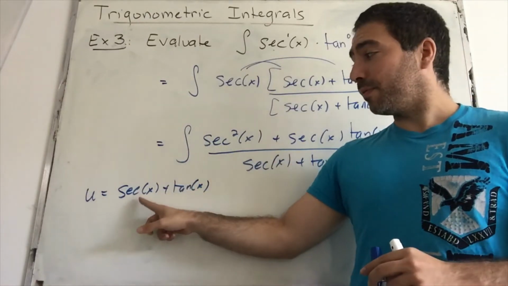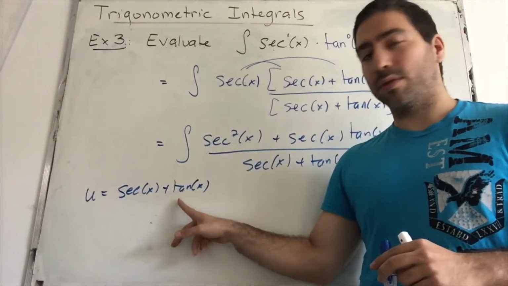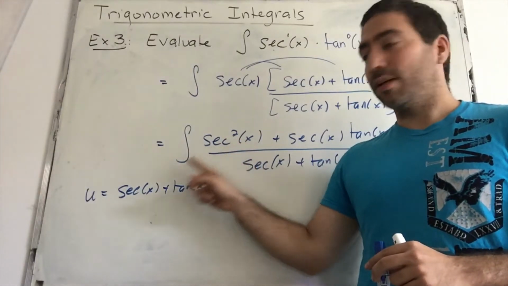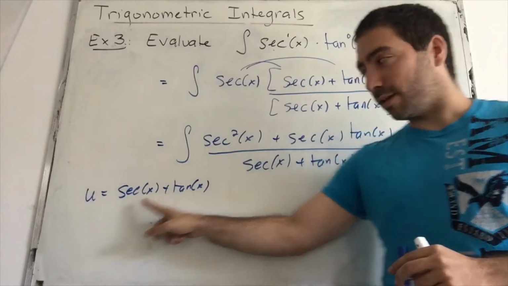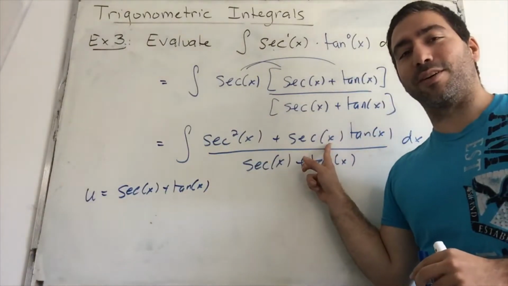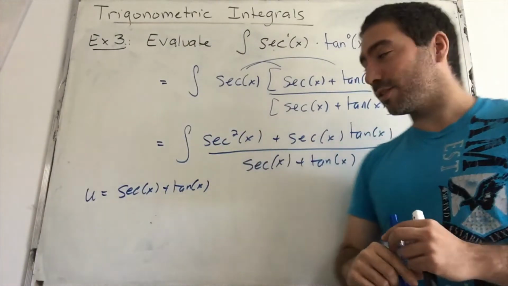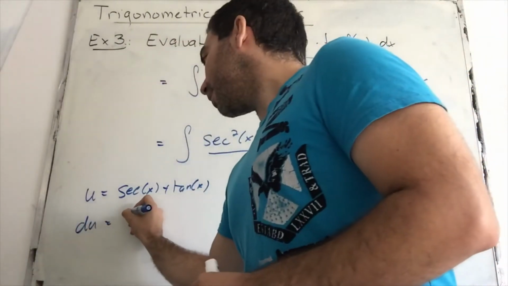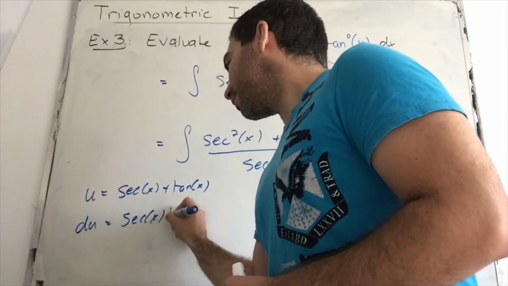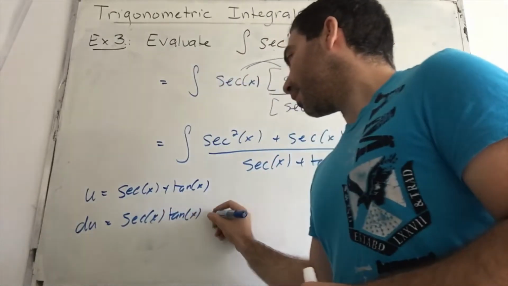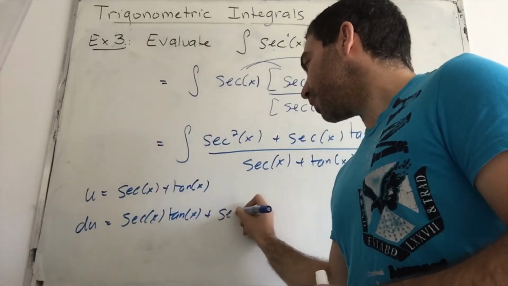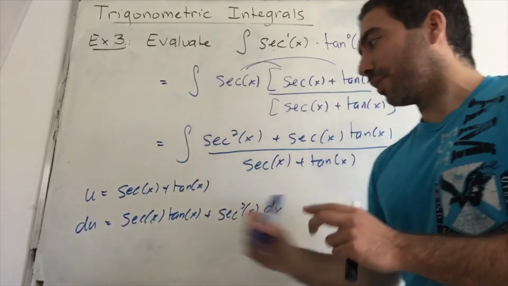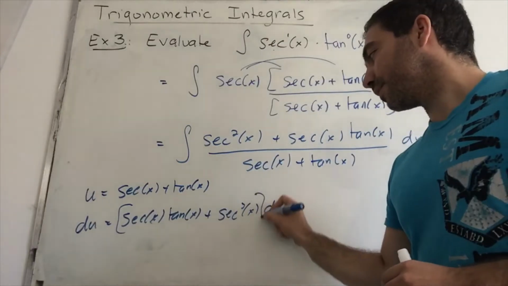Why are we letting it equal secant plus tan? We'll take its derivative. What's the derivative of secant and tan? Well, the derivative of tan is secant squared, which happens to be sitting on top, and the derivative of secant is secant tan, which also happens to be sitting on top. So this ends up working. This allows us to solve this type of problem. So the derivative of secant is secant tan, and the derivative of tan is secant squared dx. I'm not going to write it, but we could divide by this whole thing to isolate for our dx.